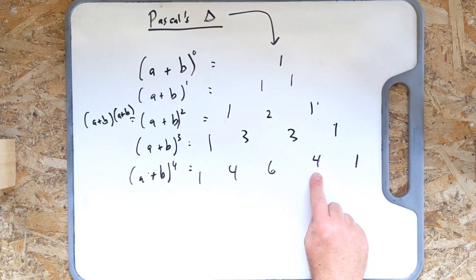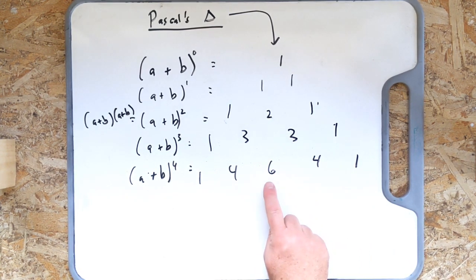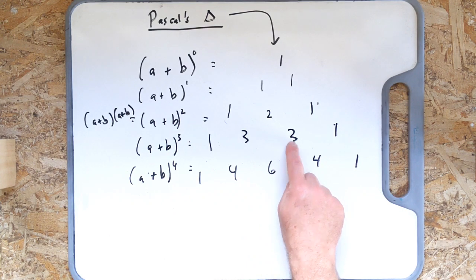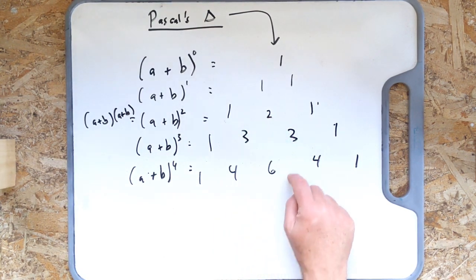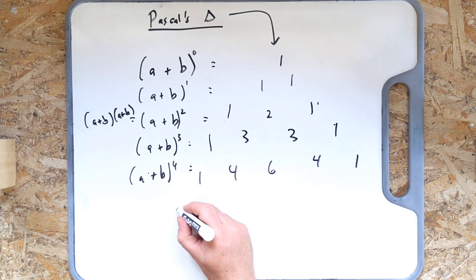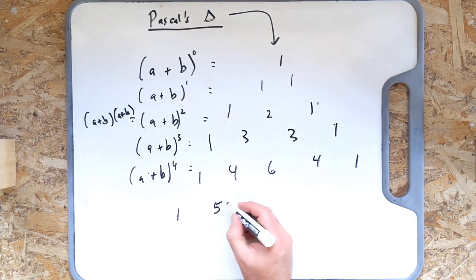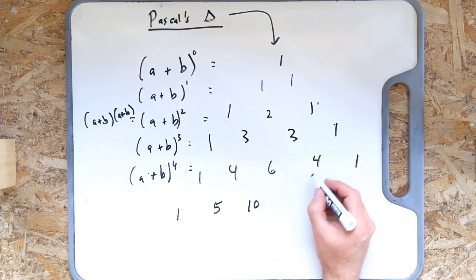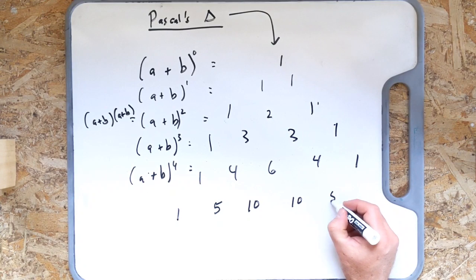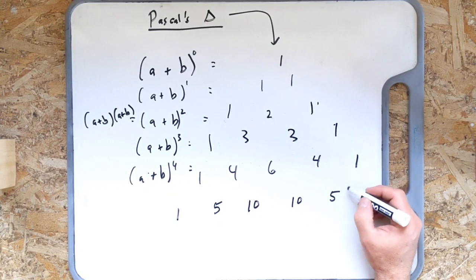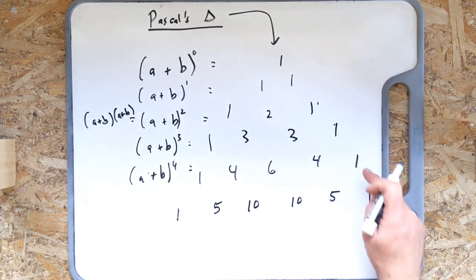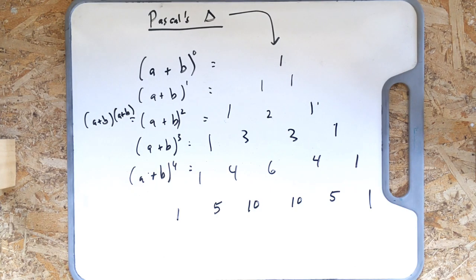So for example, 4 here is the sum of 3 and 1. 6 is the sum of 3 and 3. 4 is the sum of 1 and 3. 3 is the sum of 1 and 2. 3 here is the sum of 1 and 2. So I could get the next line then if I wanted to. 1 plus 4 is 5. 4 plus 6 is 10. 6 plus 4 is 10. 4 plus 1 is 5. And finally, the 1 just comes straight down because there's nothing over here. And there's my next line. And those are the coefficients of, if I did a plus b to the 5th.